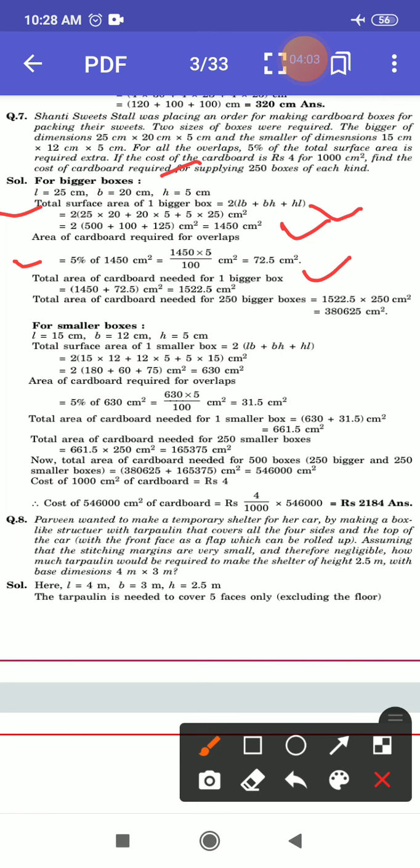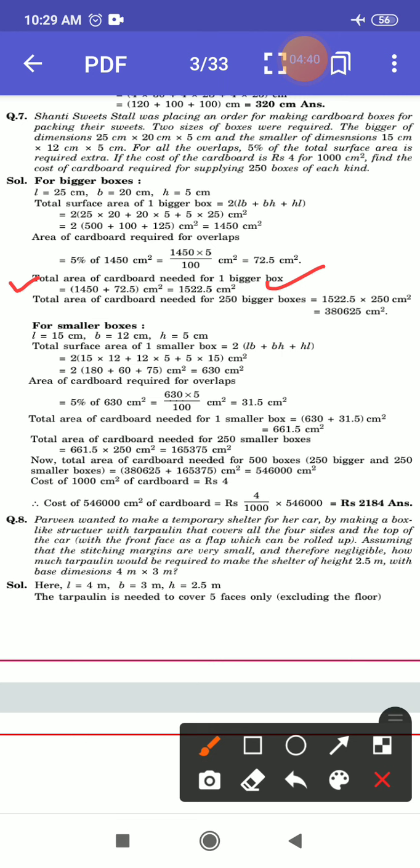Now you have to find the total area of one box. The total area is 1450 and the overlapping area is this value. This is the total area of one box, and this is the overlapping area. So you have to add them, and then you get the total cardboard area for one box. This value is 1450 plus 72.5, which is 1522.5 centimeter square. This is the total area of one box.